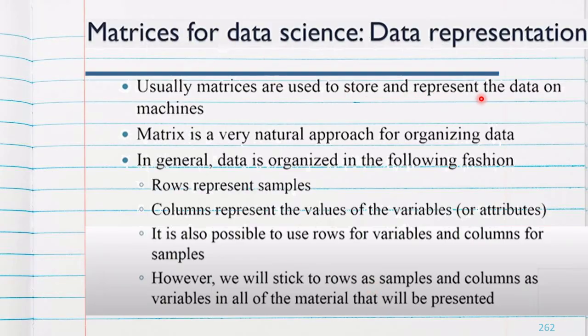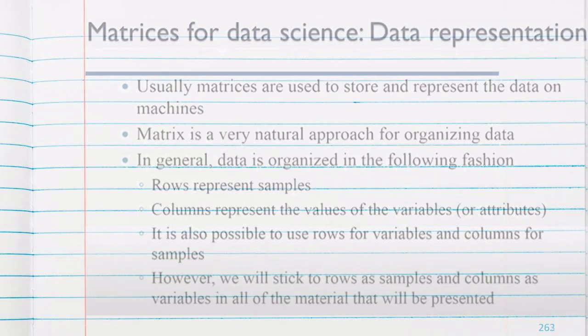Matrices are used to represent and store data on machines. It is the natural approach for organizing data. Data is organized in the following manner. Rows represent samples, columns represent the values of the variables. It is also possible to use rows for variables and columns for samples. However, we will stick to rows as samples. Always samples will be represented as rows. In columns, features will be represented.